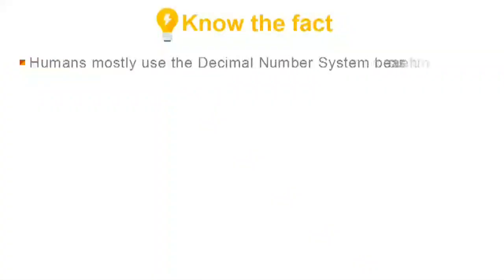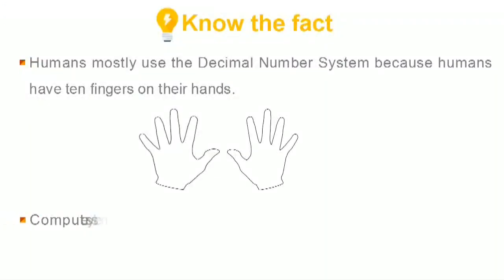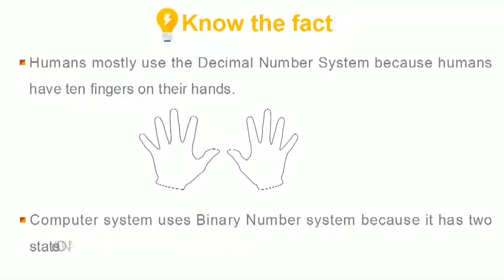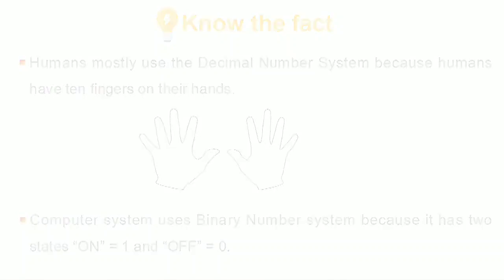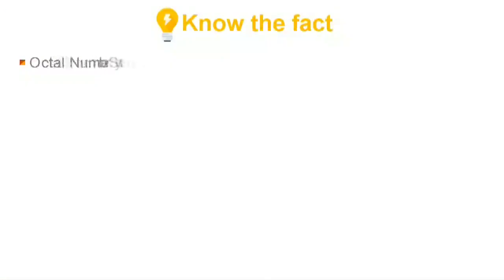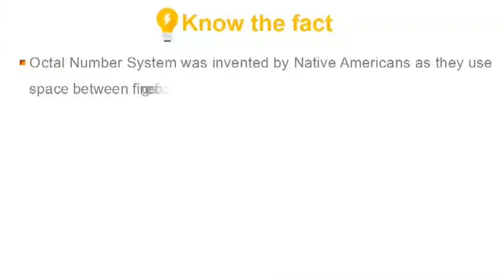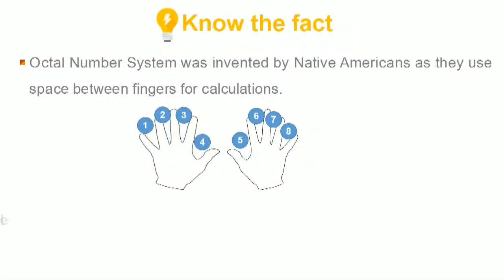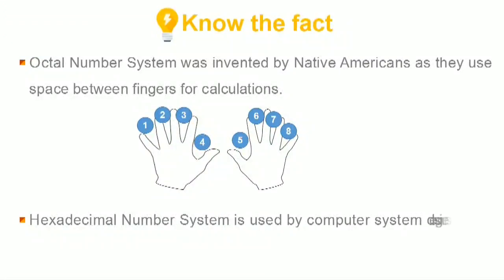Now know the fact. Humans mostly use the decimal number system because humans have 10 fingers on their hands. Computer system uses binary number system because it has two states, on that is equal to 1 and off that is equal to 0. That is the binary code. Octal number system was invented by Native Americans as they use space between fingers for calculations. Hexadecimal number system is used by computer system designers and programmers.